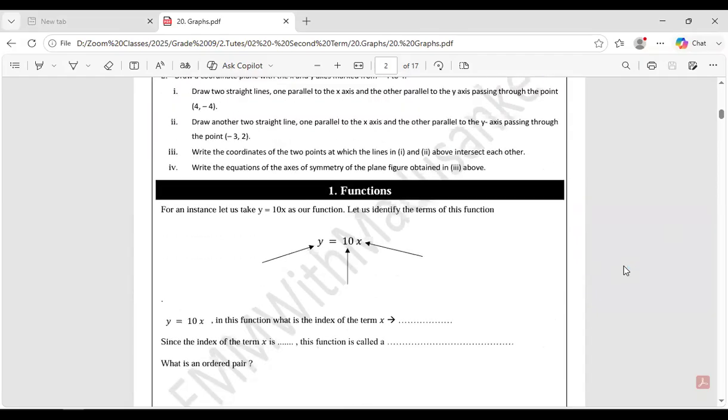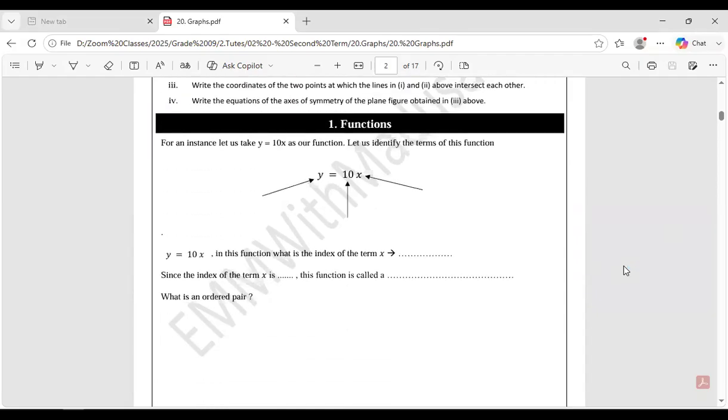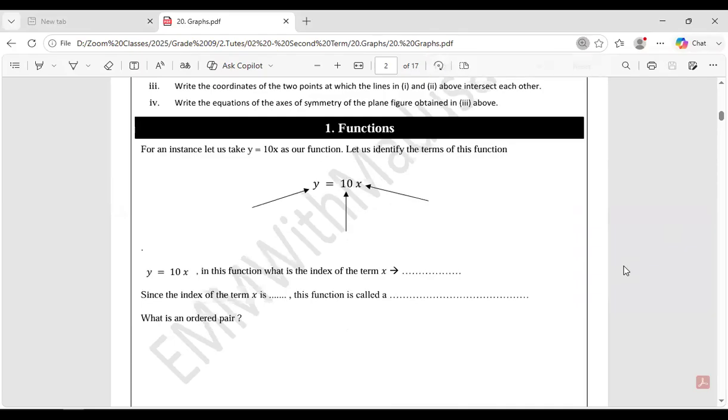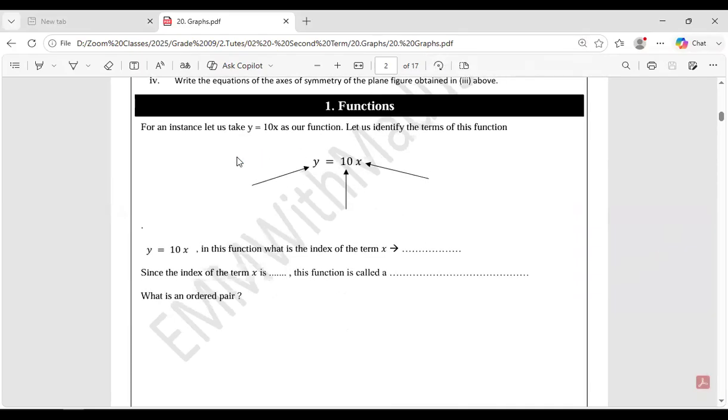So yes, we are going to move to the next part, functions, right? Functions. I have given here, for instance, let us take y equals 10x as our function. Let us identify the terms of this function. First of all, we are going to identify the terms of this function.